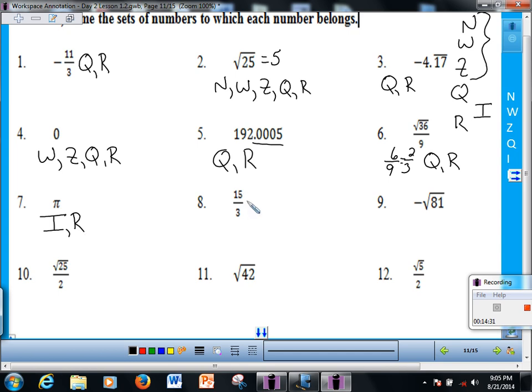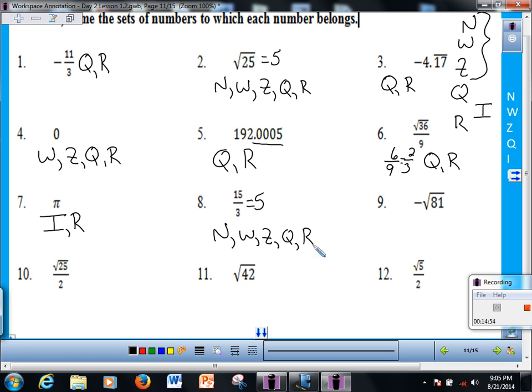15/3, that is really equal to 5. 5 is a natural number. Since it's a natural number, it's automatically a whole number. It's automatically an integer. It's automatically a rational number, and it's a real number.